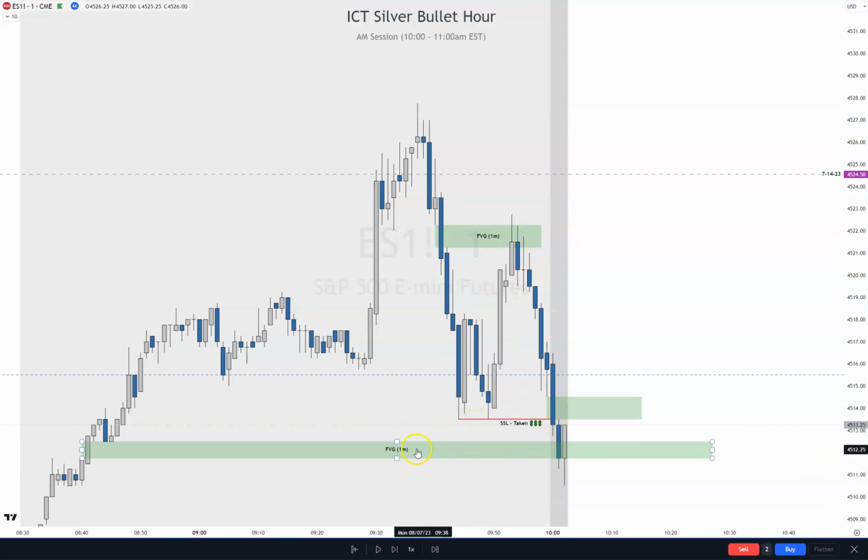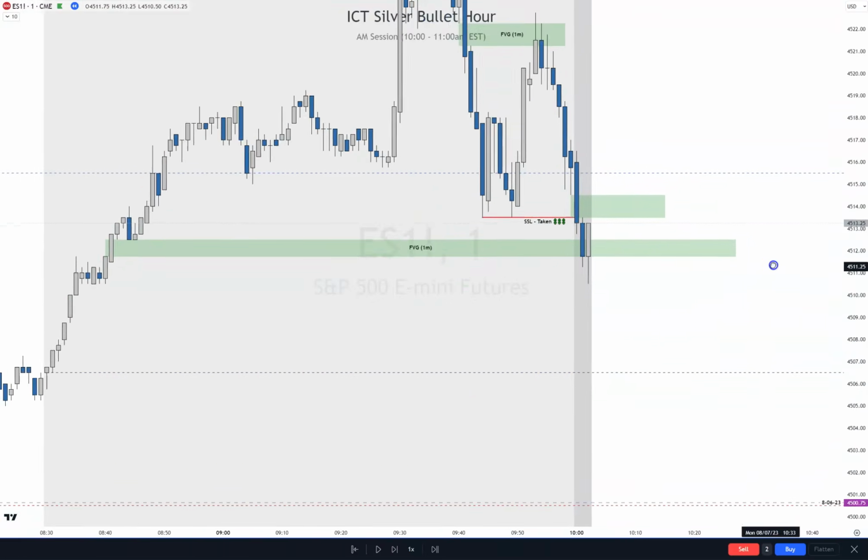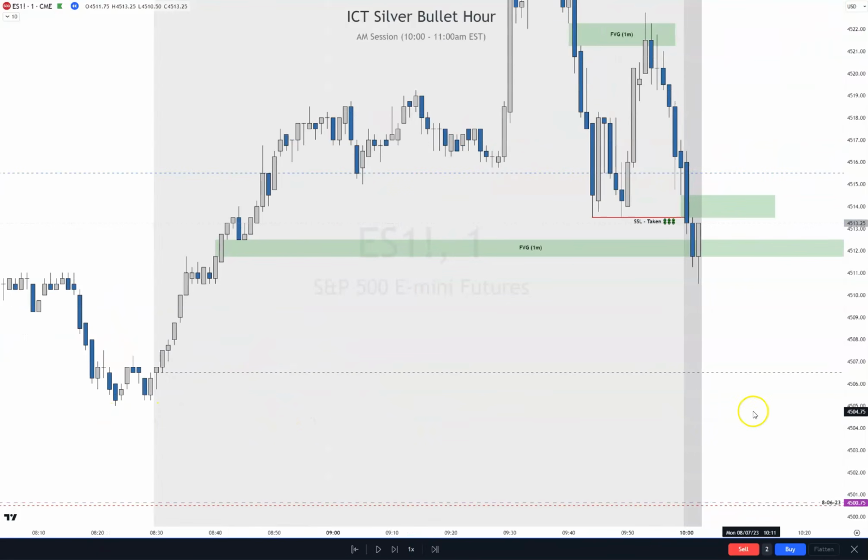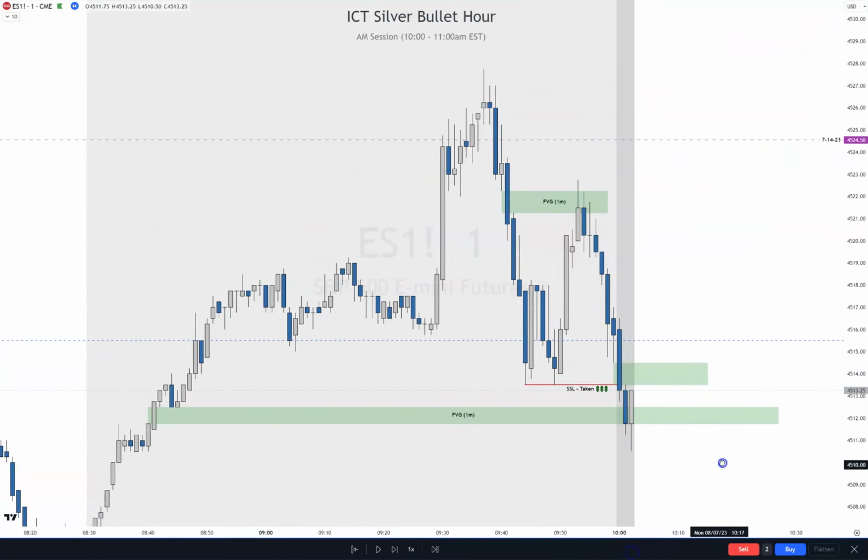Price came down, now it's at this fair value gap. So now we're seeing if it's going to come up and respect this PD array, or if it's going to create more as it goes up. Or is it going to hit that and go back down? And if it goes down, we could be targeting these lows over here. Yeah, that'd be these lows down here. So let's see what happens here.